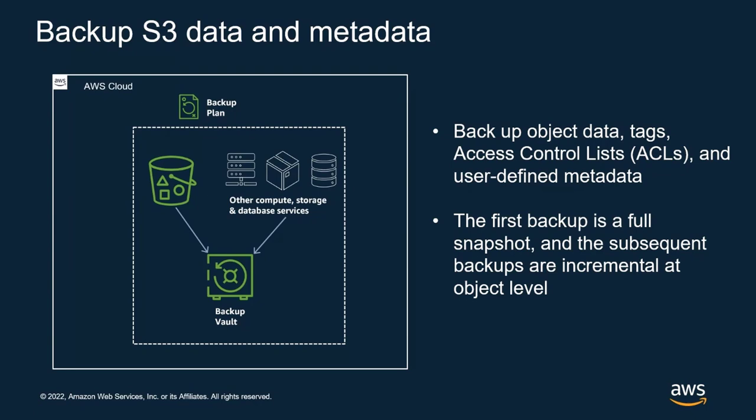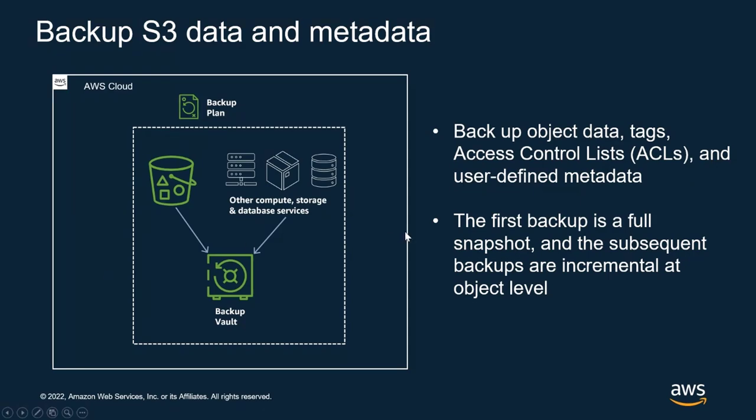Also, please note that the first backup is a full backup, while the subsequent backups are incremental backups at object level. What this means is that when you create the first backup of your S3 bucket, we take a full snapshot of the S3 bucket. After that, if you add one new object to your S3 bucket, in the subsequent backup, we'll capture that incremental change that has happened. This helps you to manage your total cost of ownership for backups in a better way.